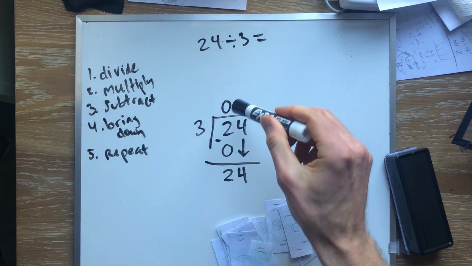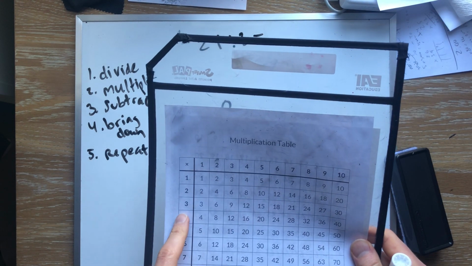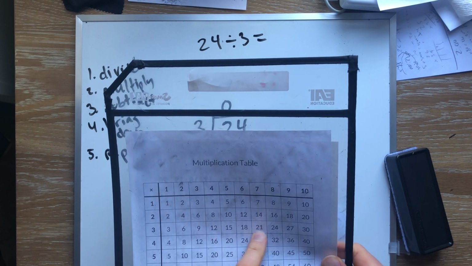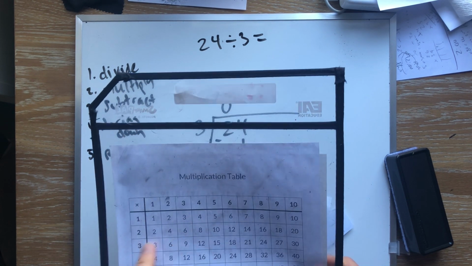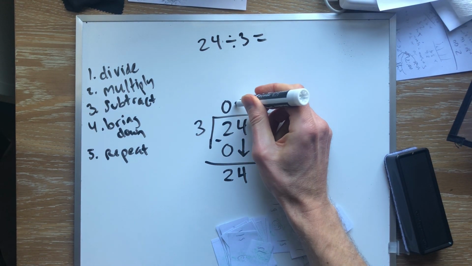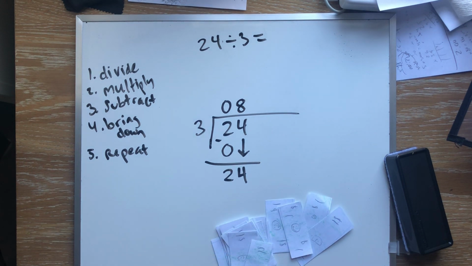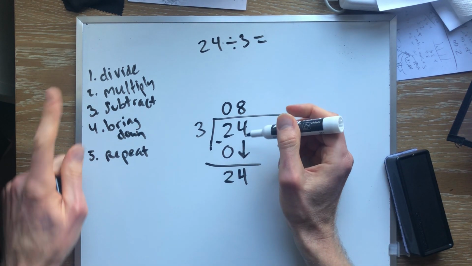Okay, so 3 times what equals 24? Well, now I can just solve it right there. 3 times what equals 24? 8. 3 times 8 equals 24. 24 divided by 3 is 8. So each person's going to get 8 1s. And so I just divided.